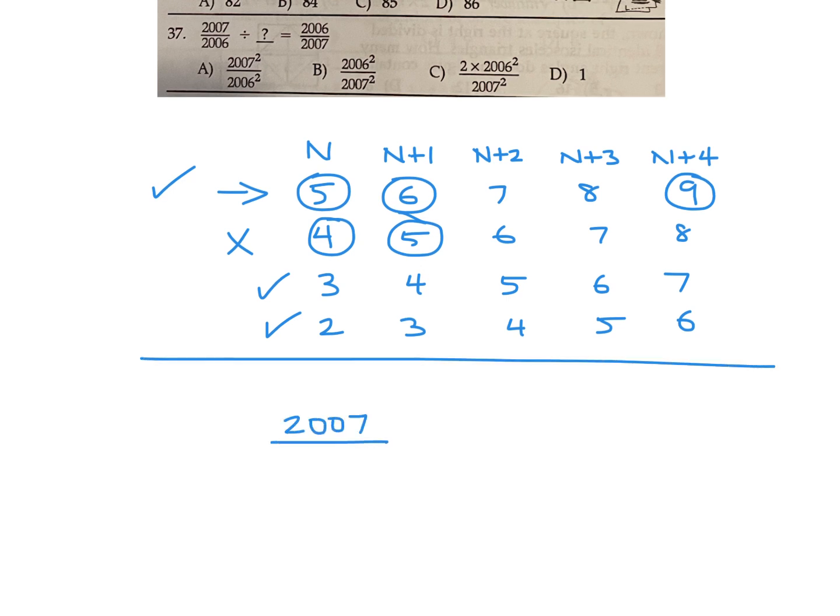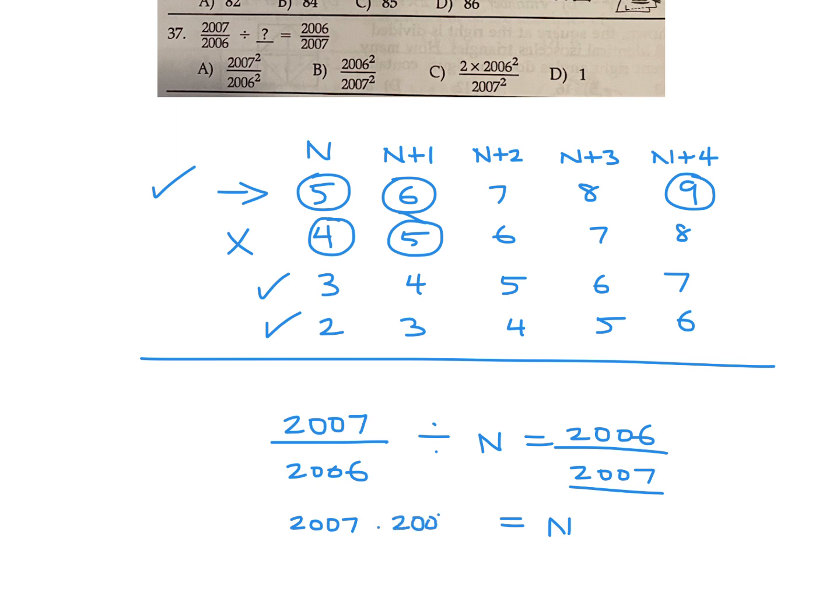2007 divided by 2006 divided by n is equal to 2006 divided by 2007. Okay, so therefore, if we were to cross multiply, n would go up here, and then this 2007 would come up here, and then this 2006 would go down there. And there we go. So in terms of the answer choices, that looks to me like A.